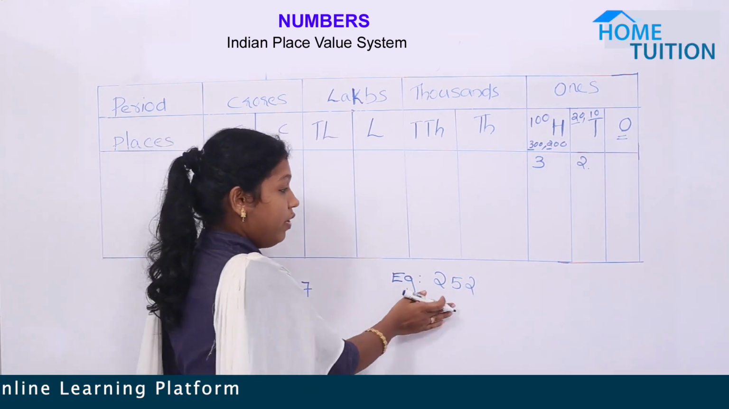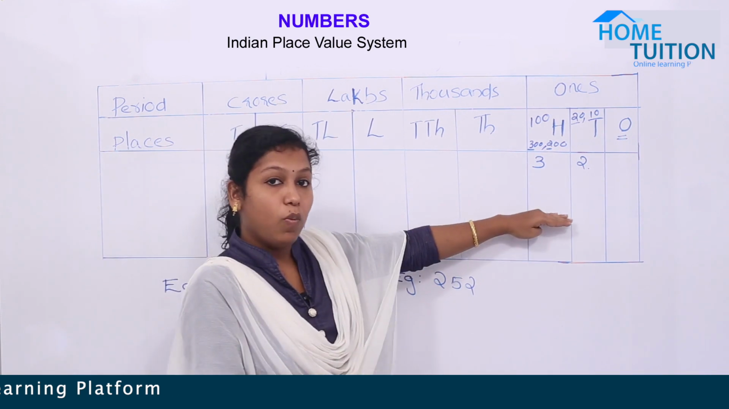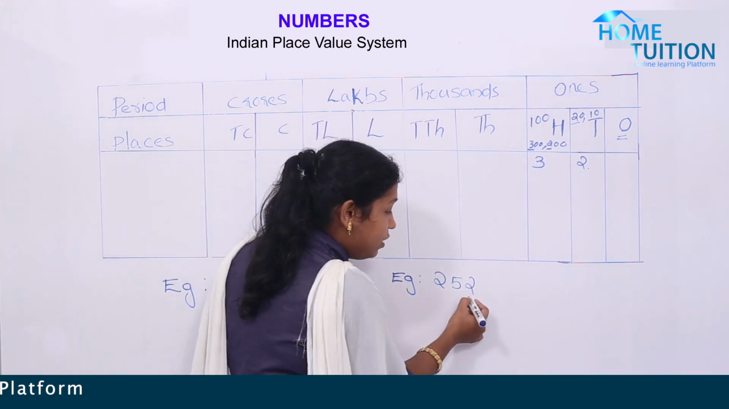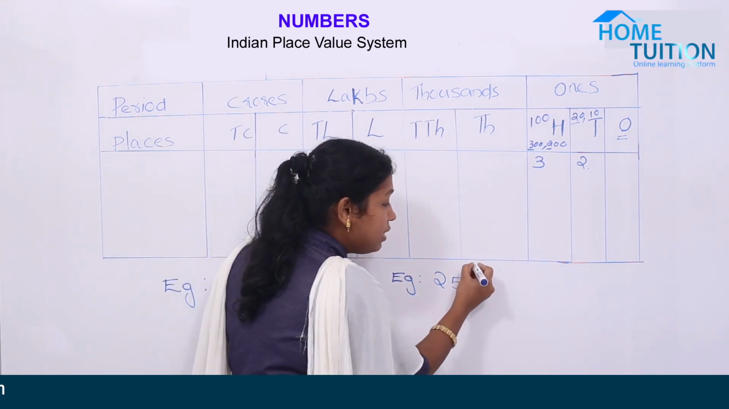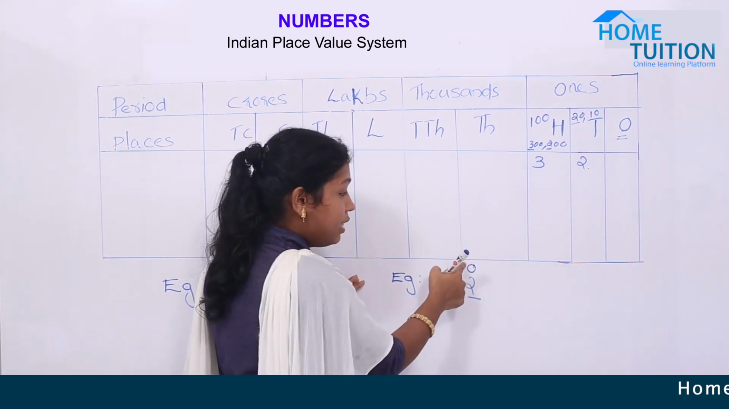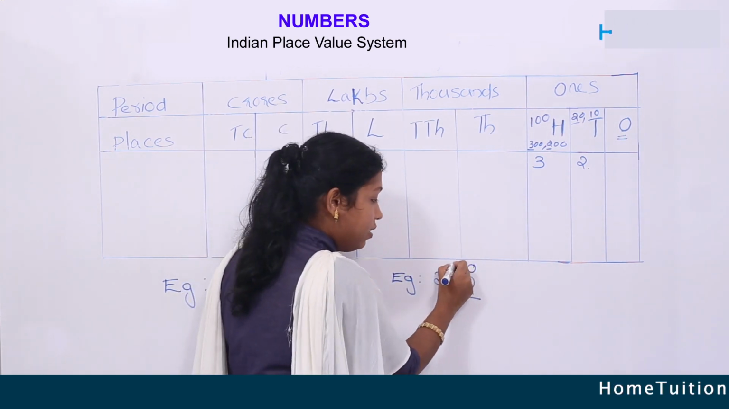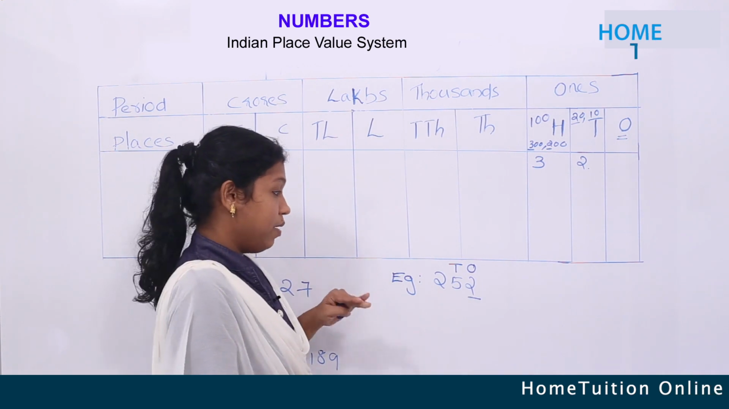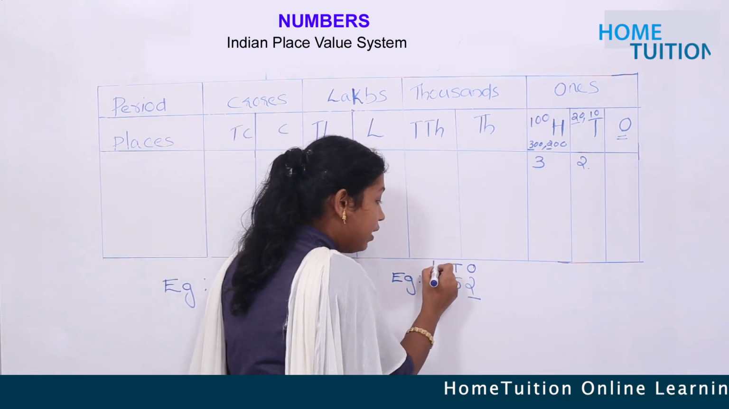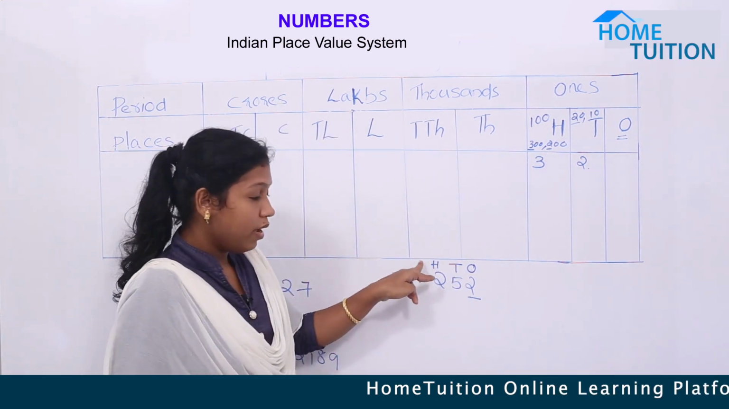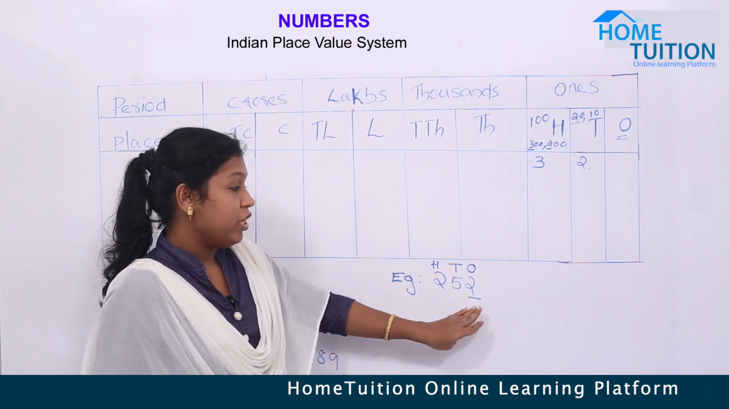252, written in the Indian place value system. The first number is 2, and 2 is in the ones place. Then the second place is tens, and the third is the hundreds place. Then 2 is in the hundreds place. So 252 is the number.